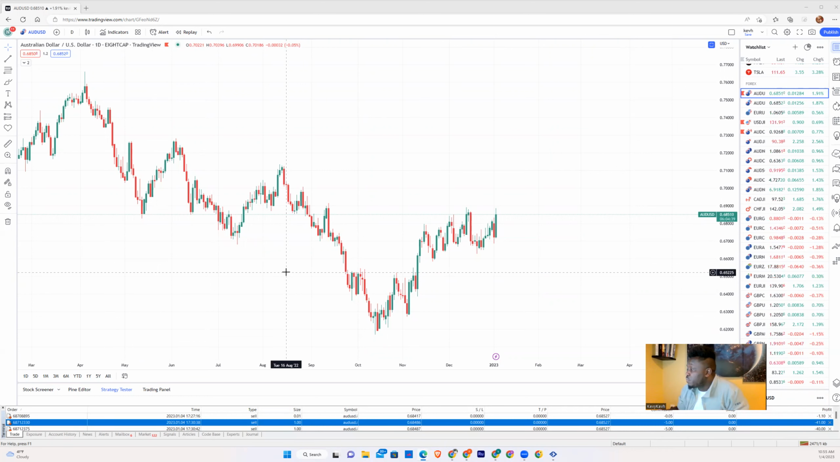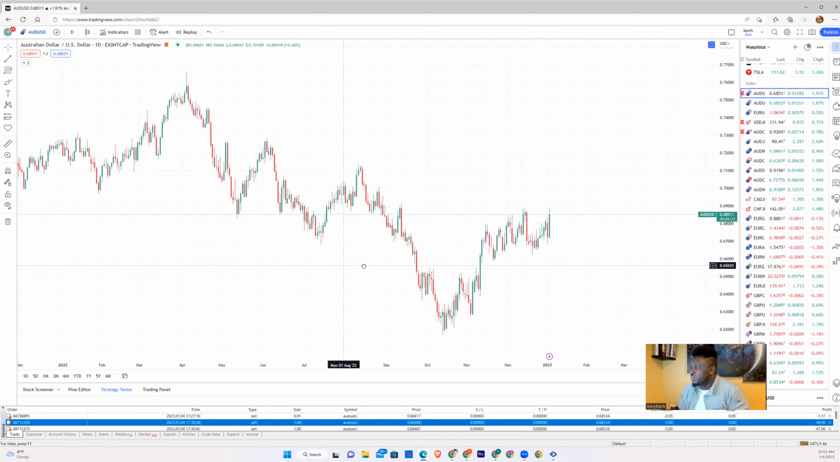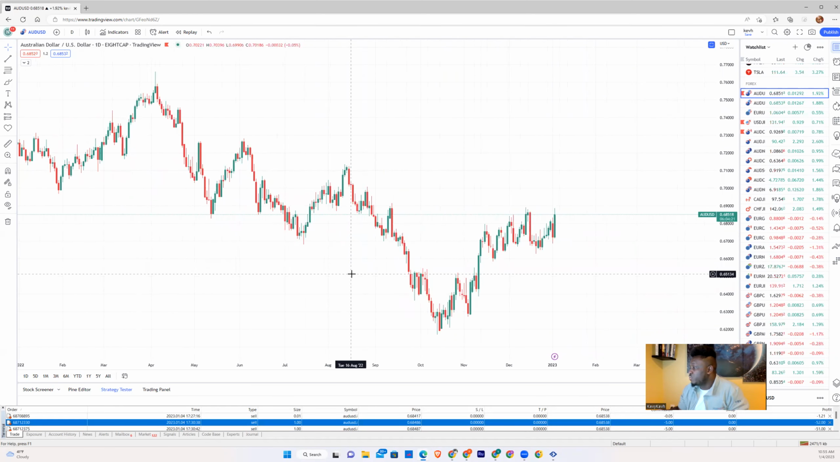Just quick analysis on AUD USD. I've been looking at this pair for the last couple of days and also before the year started, for those who have been following up on what I have been up to. I do like this pair. It has been one of my really good pairs so far.